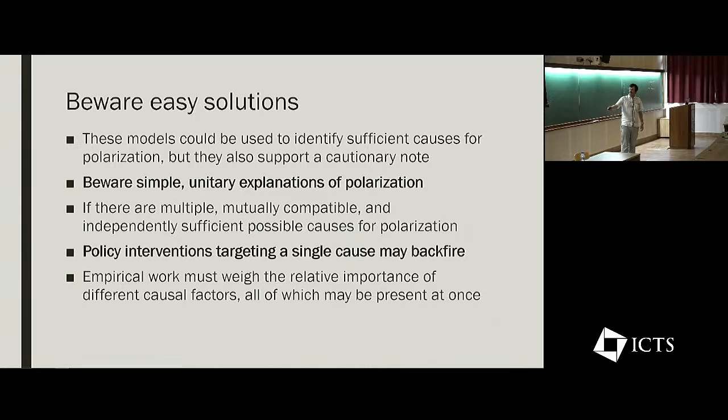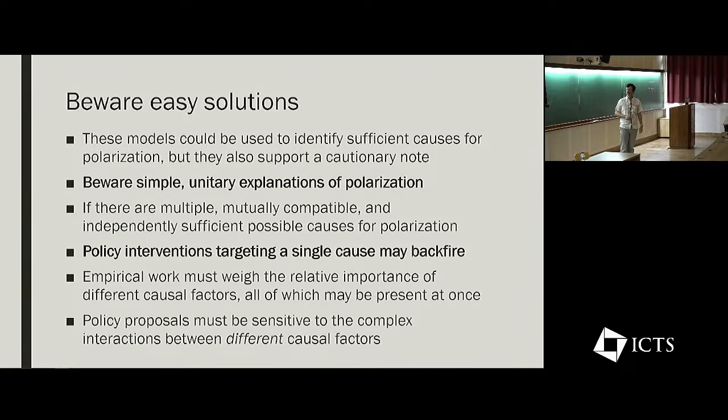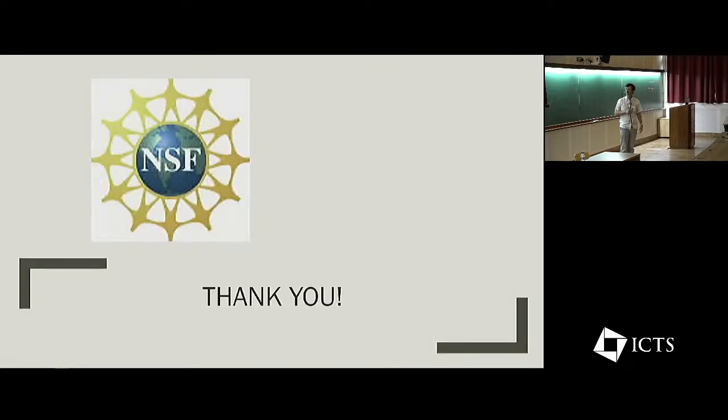Okay, so I think the important thing here is that empirical work is needed. What we need is to better understand the relative importance of different causal factors, all of which might be present at once, and also try to understand the ways in which interventions can coordinate between different possible explanations in a way that can improve the situation without exacerbating it due to the presence of other mechanisms. Okay, thanks.